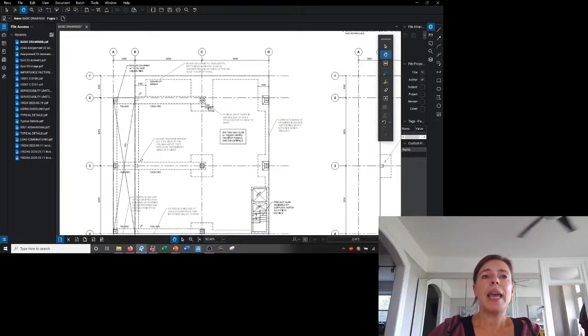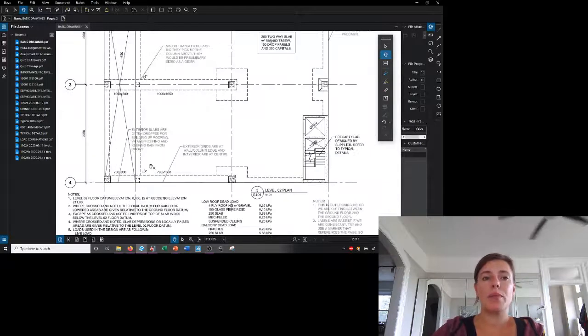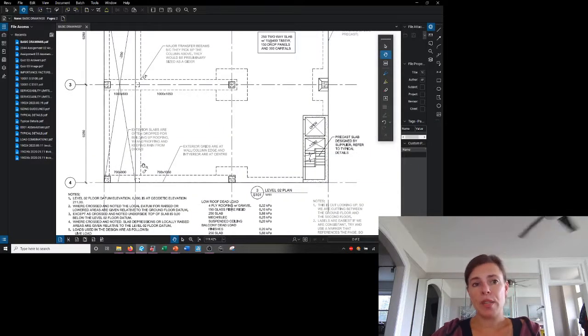Our slab cantilevers out here, and it spans from this grid line to this grid line the same way we did in the steel one, with columns above. So we have a massive transfer here that you can imagine the slab couldn't handle on its own.